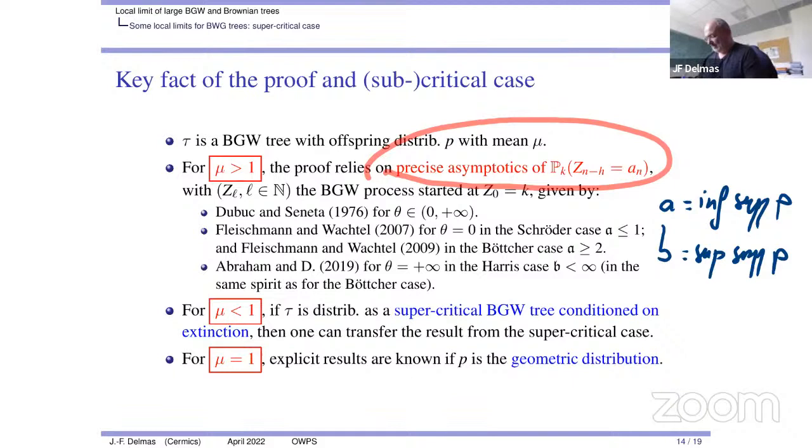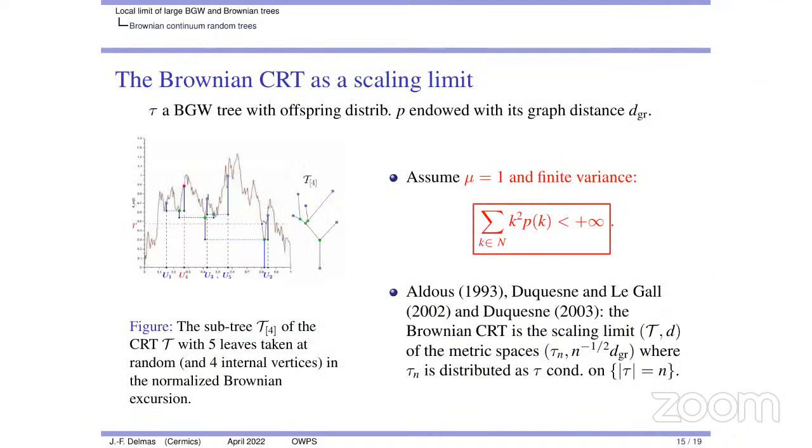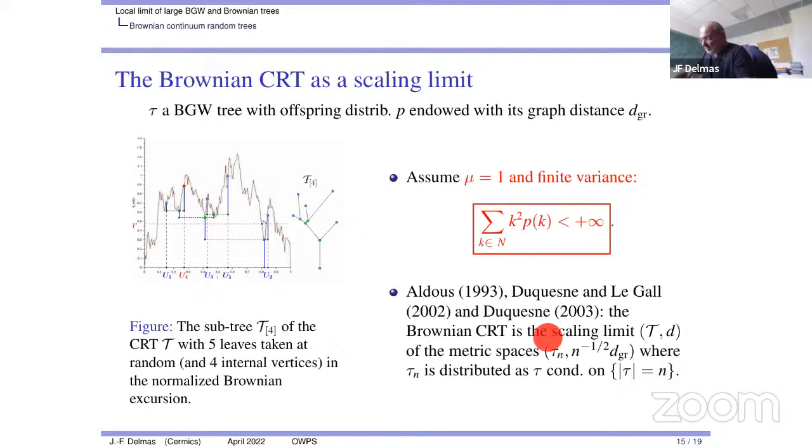So maybe I will go to the next slide. Okay. So now I would like to present some recent results on the same kind of conditioning for the Brownian CRT. So let me just recall that we are looking at the critical case with a finite variance, and then the Galton-Watson tree conditioned to be large, in a sense, converges to the so-called Brownian continuum random tree. So this is a scaling limit of the Galton-Watson tree with a scaling on the graph distance. So this is a convergence of metric spaces, and when one conditions on the total size to be equal to n, this is related to the Brownian excursion.